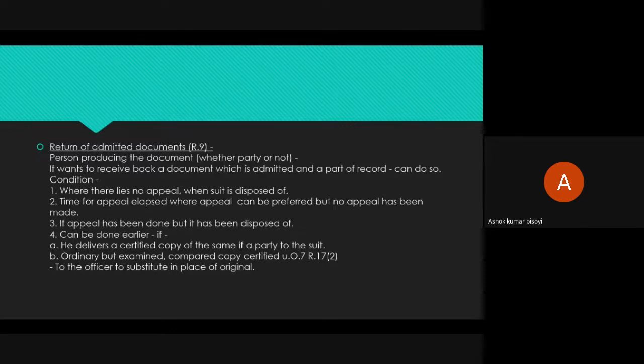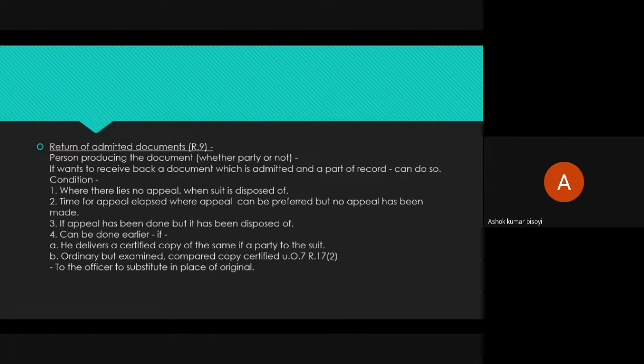You will say that if these three periods are not over, he cannot get it at all. But earlier, if required, suppose I have now given my 10th, 12th and LLB certificates, now I am selected as a judicial officer, so I need to get it back for my document verification. So whether I can get it back or not? So the rule says yes, you will get it back if you are a party. Then for that, if you are a party, you have to deliver a certified copy of this.